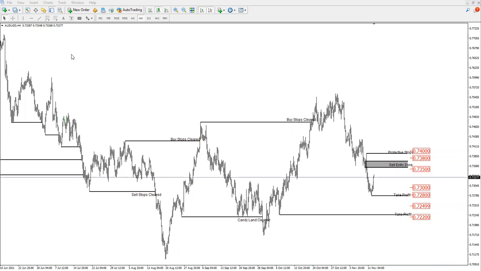So currently I've got the AUD USD on display. All right, so let's just take a quick look at what the chart is showing us right in here. There are a couple of market maker models that I can see in here.